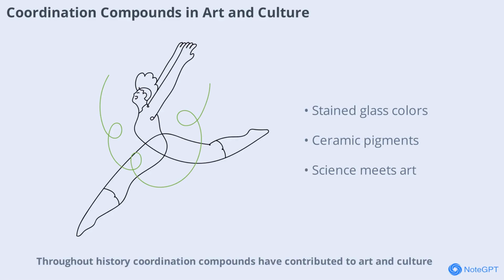Throughout history, coordination compounds have contributed to art and culture. The vibrant colors of stained glass, ceramics, and pigments often result from metal complexes. Artists and craftsmen have harnessed the beauty of these compounds to create lasting works, demonstrating the intersection of science and creativity.